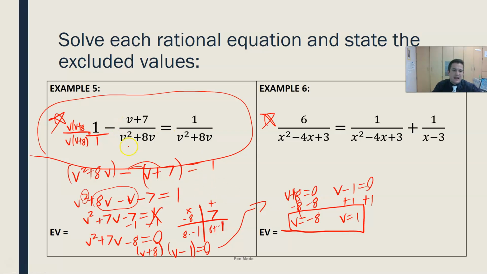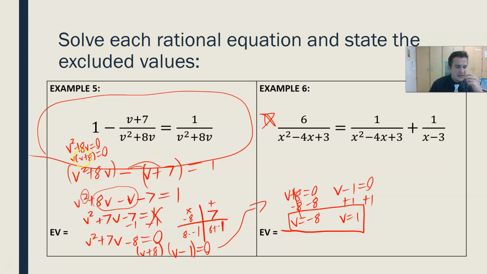So I need to double check now. I need to go back and make sure that neither of those solutions are going to be excluded values, that neither of those solutions are going to make me divide by 0. So let's look here. Before I simplified anything, in the denominators I had v squared plus 8v. Well, if I set v squared plus 8v equal to 0, that would be v times v plus 8 equal to 0. Remember how I factored that earlier?